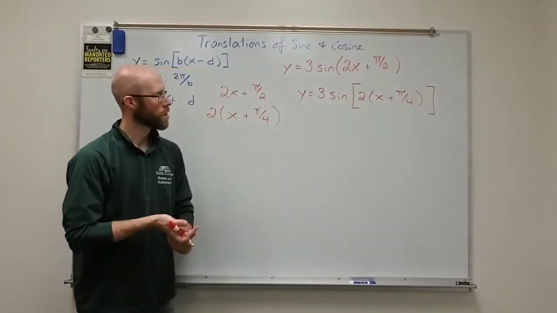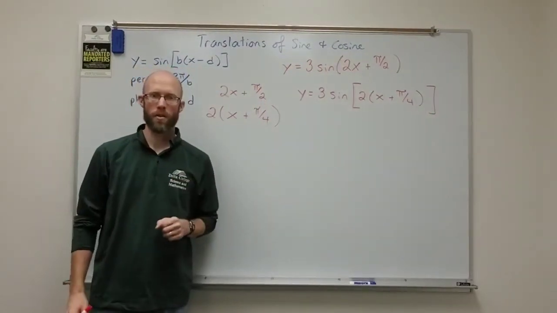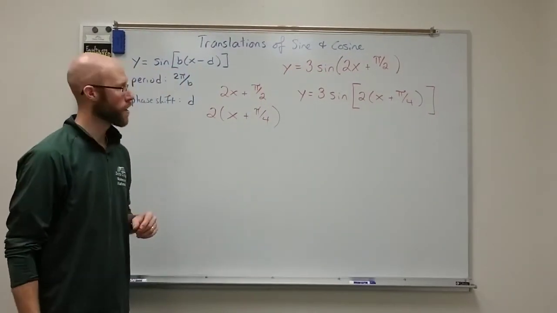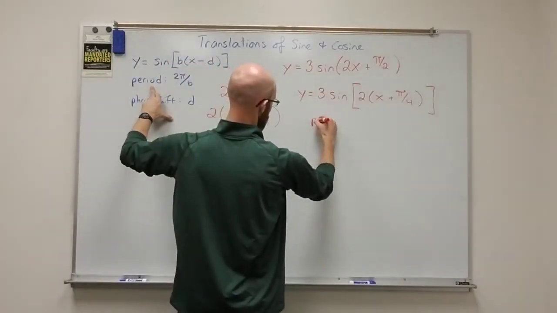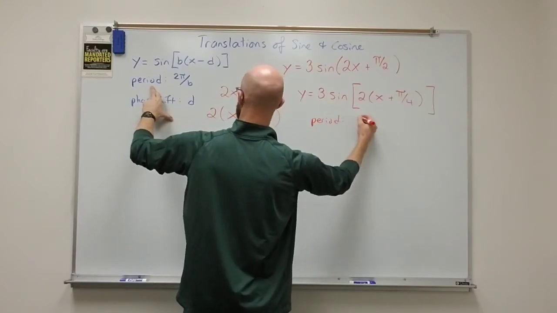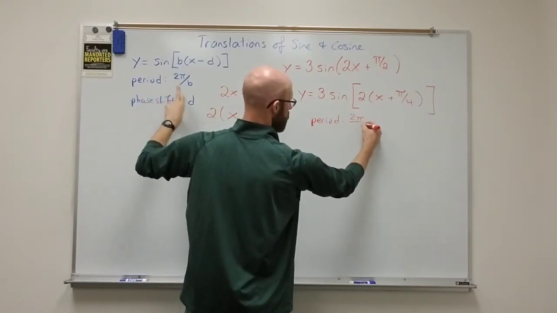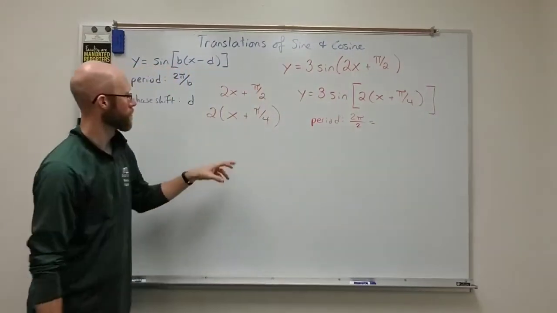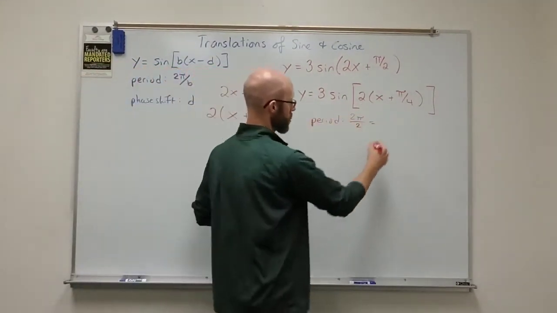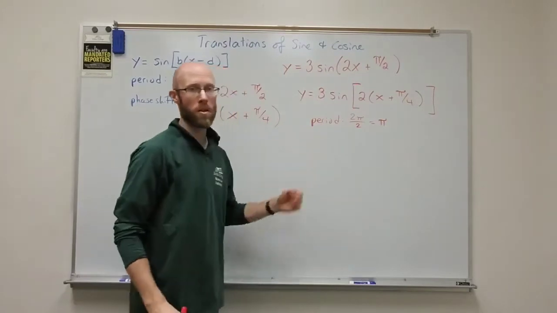Okay. Now there is one other thing that's a bit strange. I'll point it out as we go. Let's get our period in. Period is 2 pi divided by the b value, which is 2. And you cancel out the 2's, you get pi. So we have a period of pi.